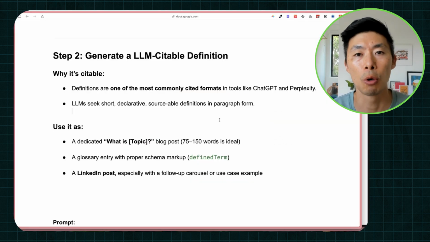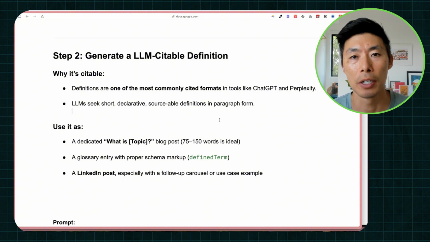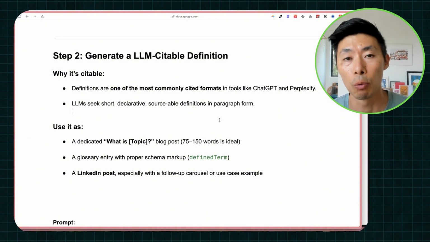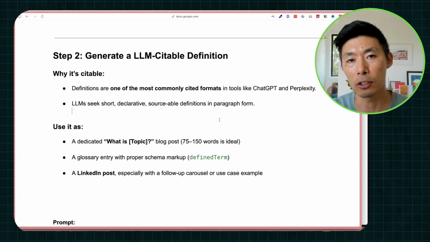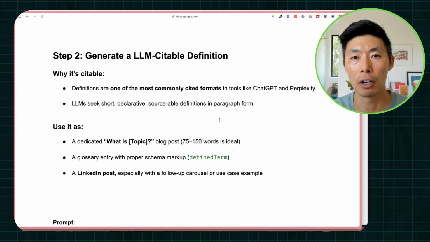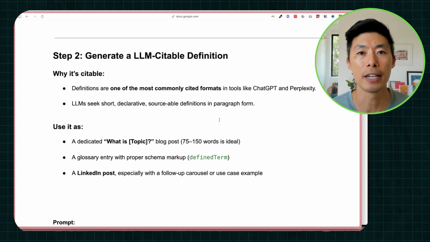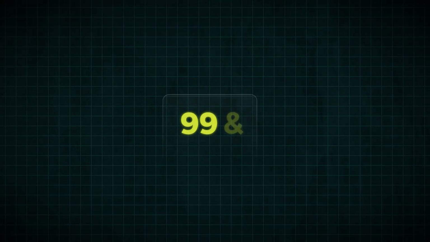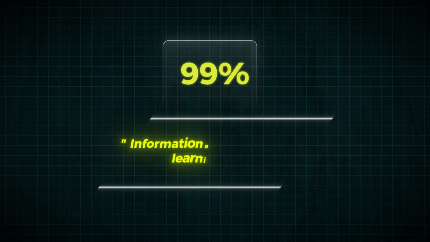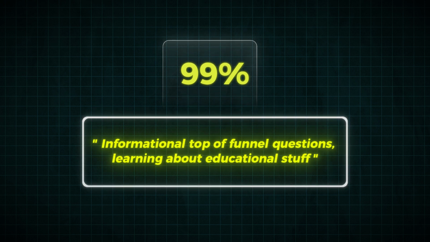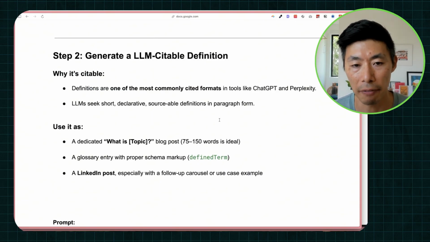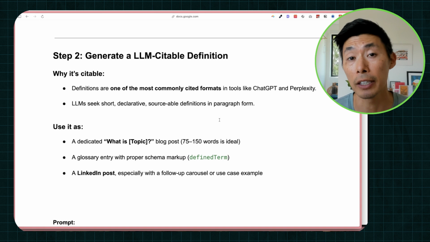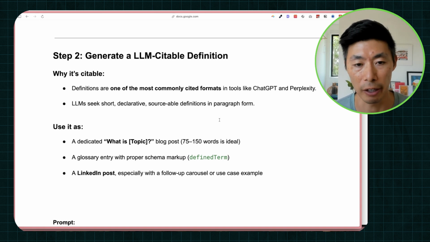So now that we have the core query, let's get a definition of what the query would be. The reason why we want the definition is because that is actually most cited by the large language model. So remember the Ahrefs data, 99% of AI overviews are informational, top of funnel questions, learning about educational stuff. And so that's why we want to have an LLM-citable definition, because it increases the likelihood of us getting cited by a large language model.